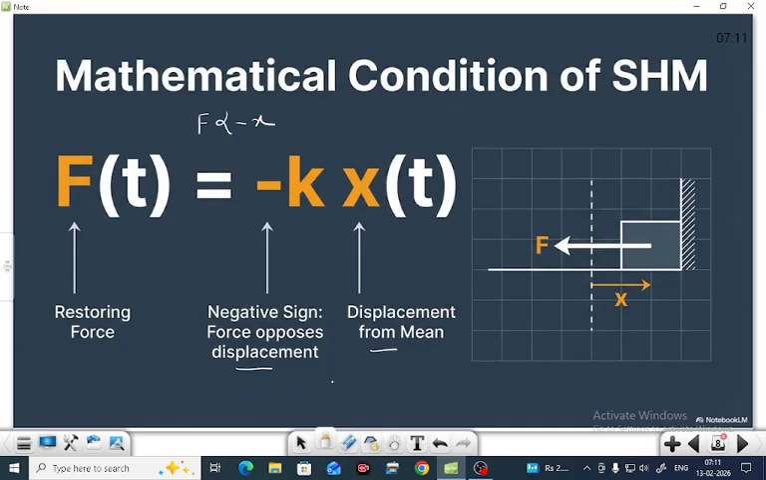And what is k? K is known as the force constant. So this is a constant, known as the force constant, and F is the restoring force.